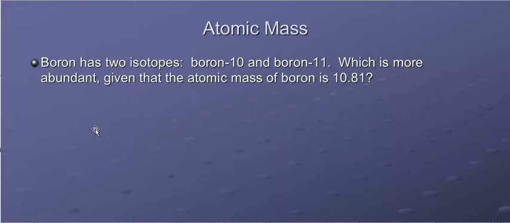Boron has two isotopes, boron 10 and boron 11. Which is more abundant if the atomic mass is 10.81? Well, if the atomic mass is closer to 11, that means in terms of abundance, there has to be more boron 11 that occurs naturally. So boron 11 is more abundant in nature.